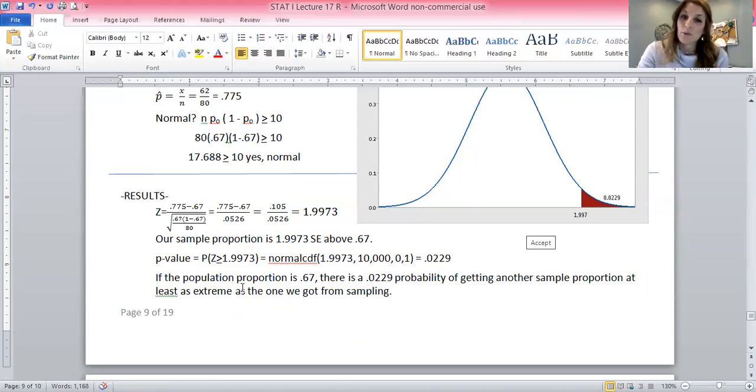If the population proportion is 0.67, so if that's the center, there is a 0.0229 probability of getting another sample proportion at least as extreme as the one we got from our original sample. Okay, so this is just the probability of getting another sample this far away, out this far. That's what we're calculating.